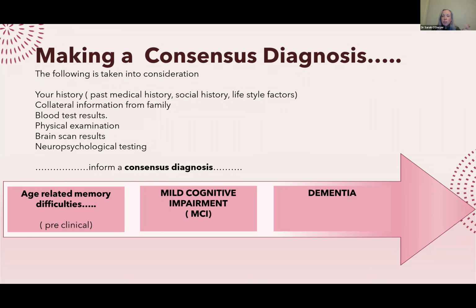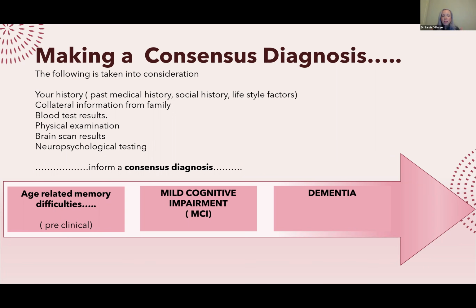So if you've had all of these investigations, you've taken the history, you've had your scan that shows evidence of some shrinkage of the brain or some vascular changes in the brain, you've had your blood test, and you are now at a point where all of this information is taken together, and maybe formal neuropsych testing has been done too, or the brief screening has been done. All of that information is taken together and it's used to inform what's known as a consensus diagnosis.